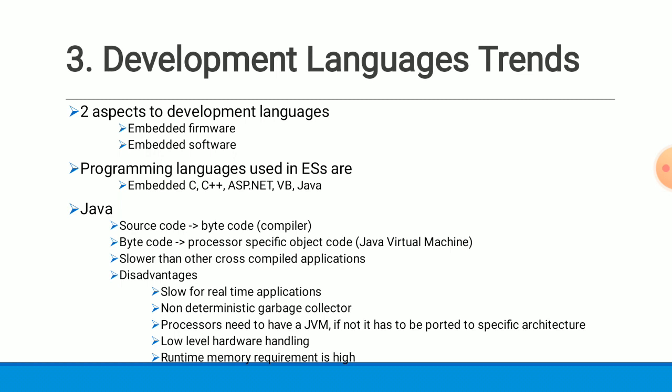Then Java is limited in terms of low-level hardware handling compared to C and C++. That is another disadvantage. Then runtime memory requirement of Java is high, which is not affordable by embedded systems. We know that embedded systems, the main consideration should be for memory. Memory is a big consideration. So runtime memory requirement of Java is high, which is not affordable by most of the embedded systems. Okay, so these are the reasons why Java is not a popular language for embedded systems.